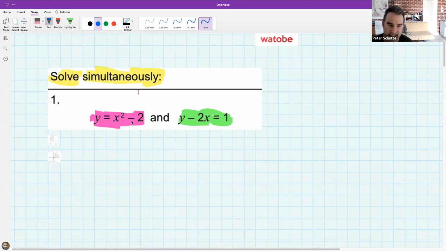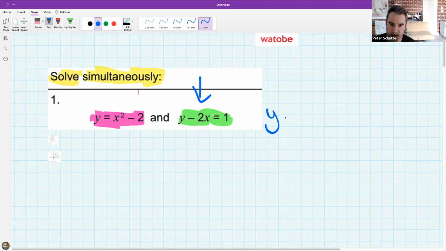Even though the layout of the pink one is easier, the pink one is a quadratic. It gives you the shape of a parabola. And the green one is a straight line graph. And I think, even though it looks a little bit messy, that the green one is the easier of the two. And so what I'm going to start with is I'm going to start by working with the green one.